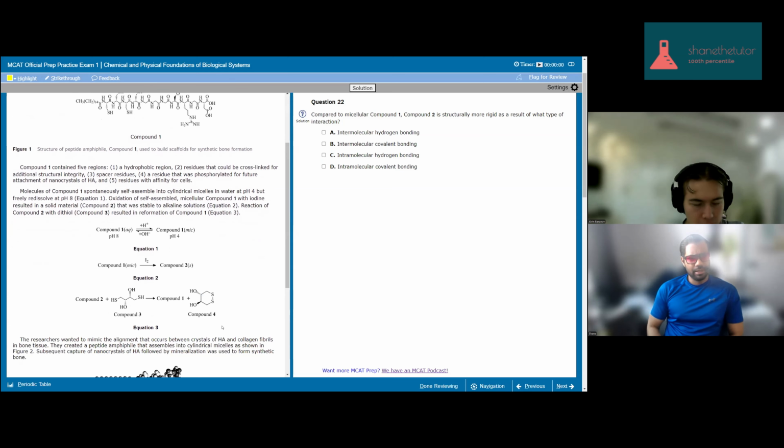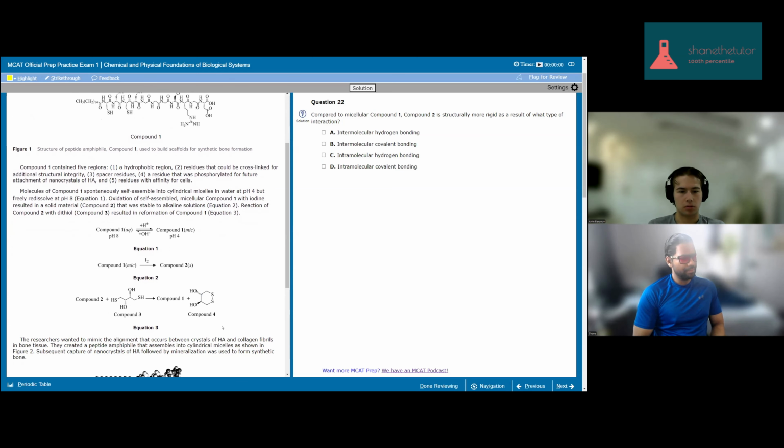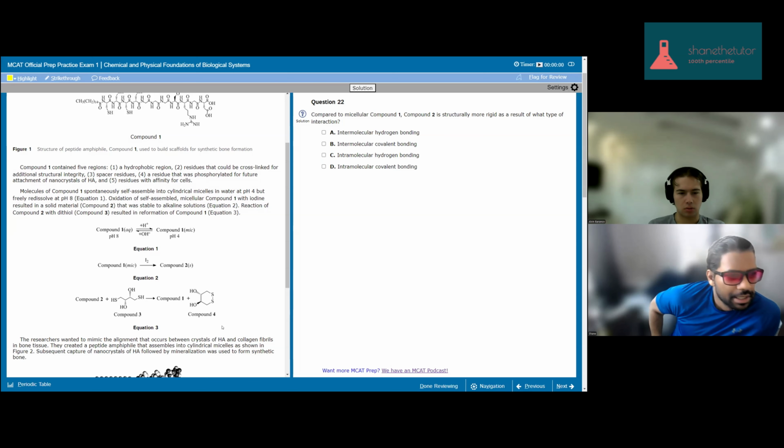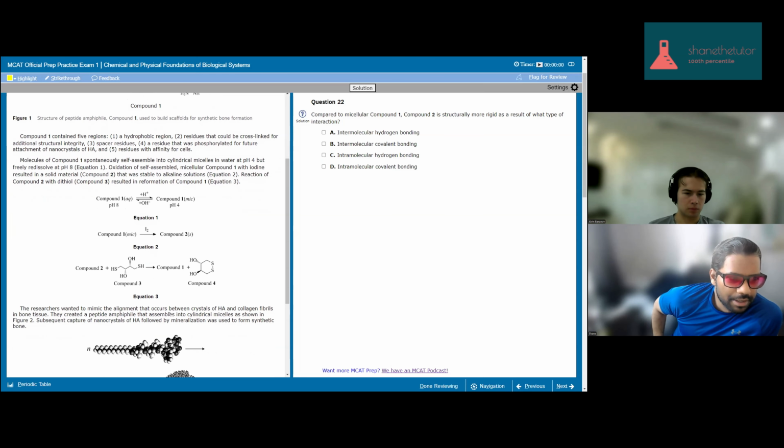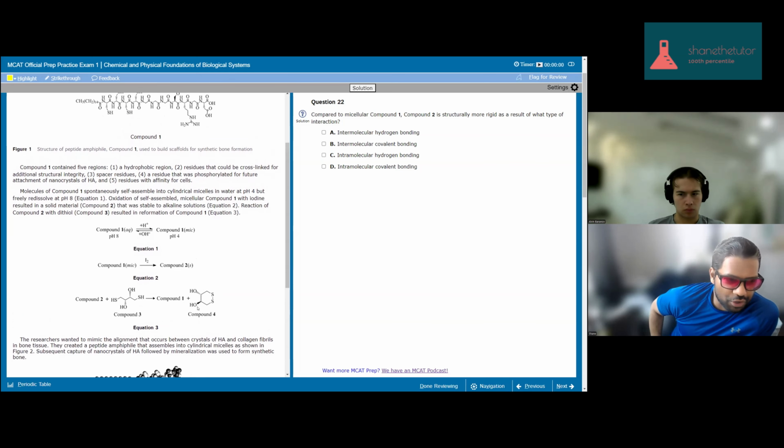So compound 1 spontaneously turns into micelles in water at a pH of 4. That's why we see for equation 1 that the right side, the micelle side, is pH 4, and the left side, pH 8, is where they freely dissolve, right? And then what do we see for equation 2?